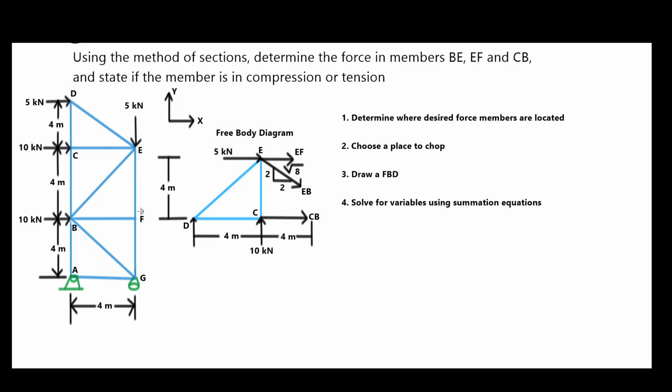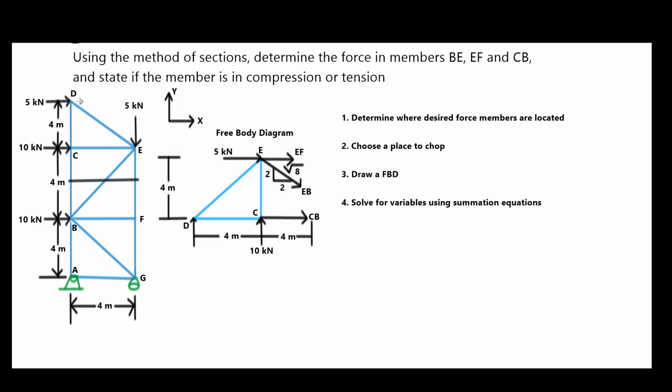So when I choose a place to chop, it's probably just going to be right across the middle here. So I'll go ahead and make that cut. Okay. So after your cut's made, you can kind of look at both the bottom and the top of the structure to determine how do you want to draw your free body diagram.